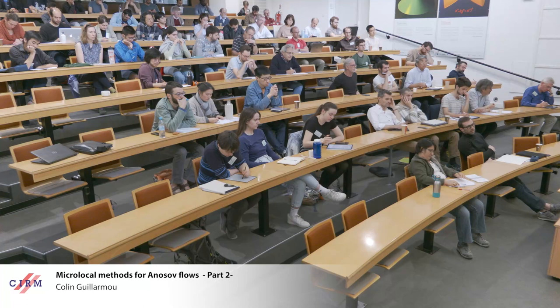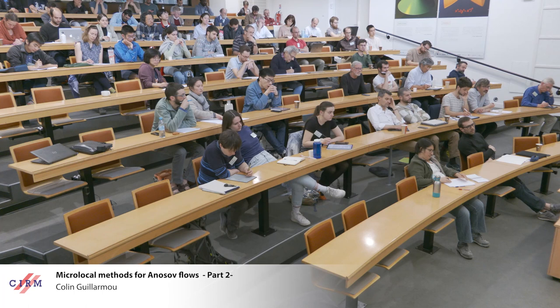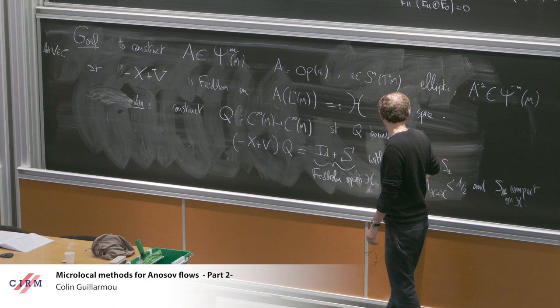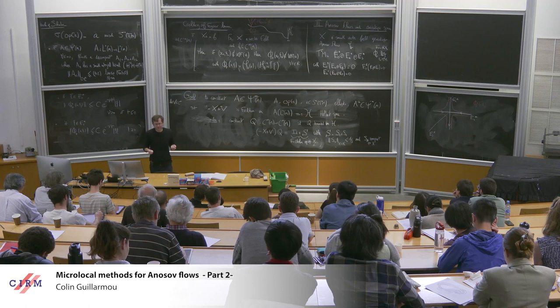So if you can construct an almost inverse on H, such that you get an error which is small plus compact, this implies this is Fredholm. In particular, it has finite dimensional kernel and co-kernel in H.